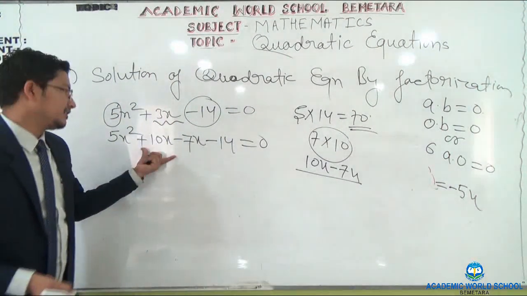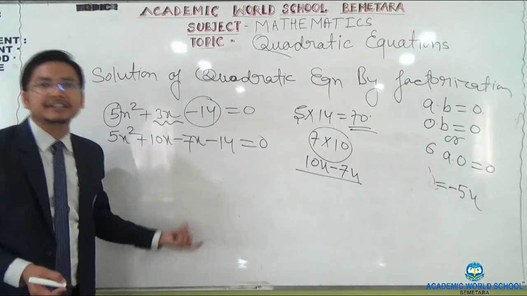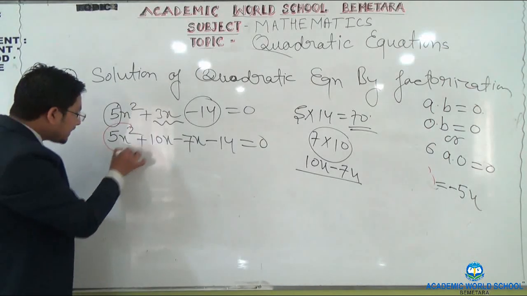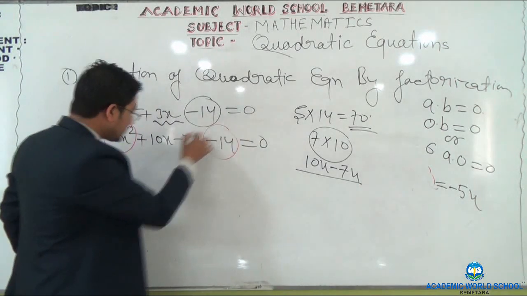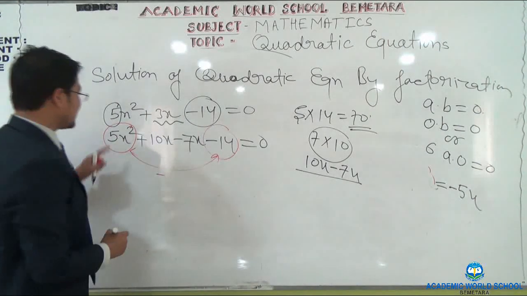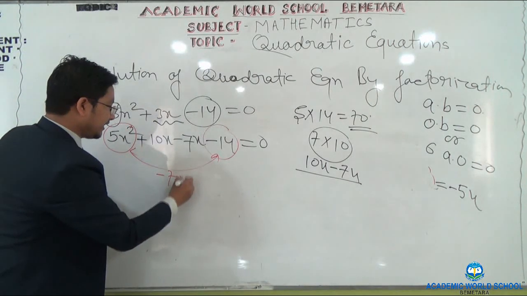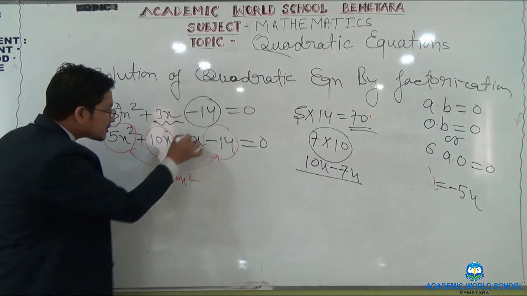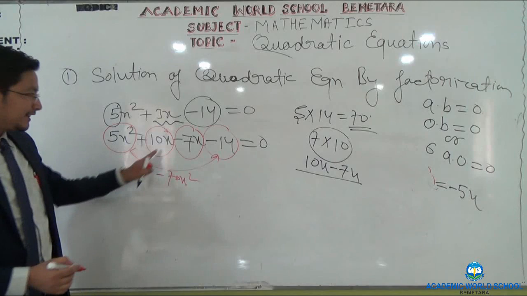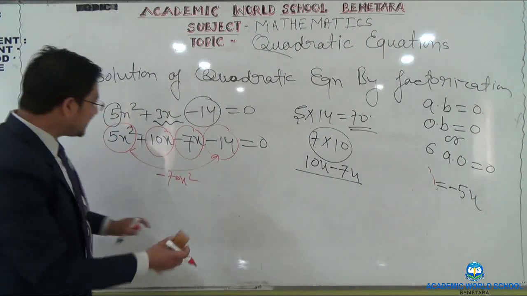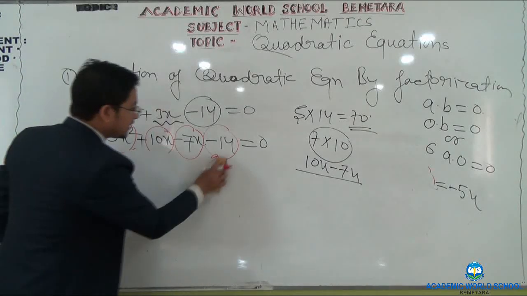So now I have to check whether whatever we have written is correct. For that, we multiply this first term and this last term, so it will be minus 70x square. And again we multiply these two terms, and this is also coming as minus 70x square. So therefore the middle term split that we have done is correct.